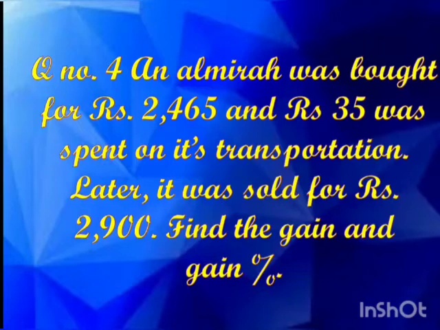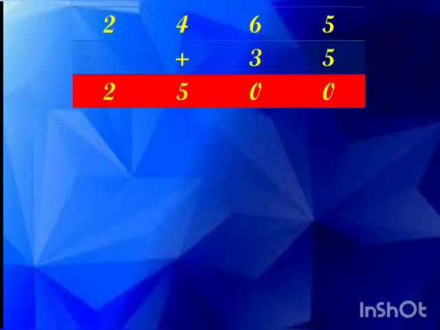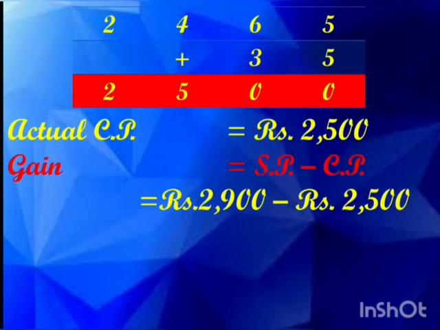Since we have already discussed, gain and profit both are the same thing. So don't get confused. Here we are being asked to find the profit and profit percent. So let's start right away. CP of Almirah equals 2,465 rupees. Overhead expenses equals 35 rupees. SP of Almirah equals 2,900 rupees. First of all, let's find the actual CP of the Almirah, which will be equal to CP plus overhead expenses. Therefore, 2,465 rupees plus 35, which makes the value 2,500. So actual CP of the Almirah is 2,500 rupees.